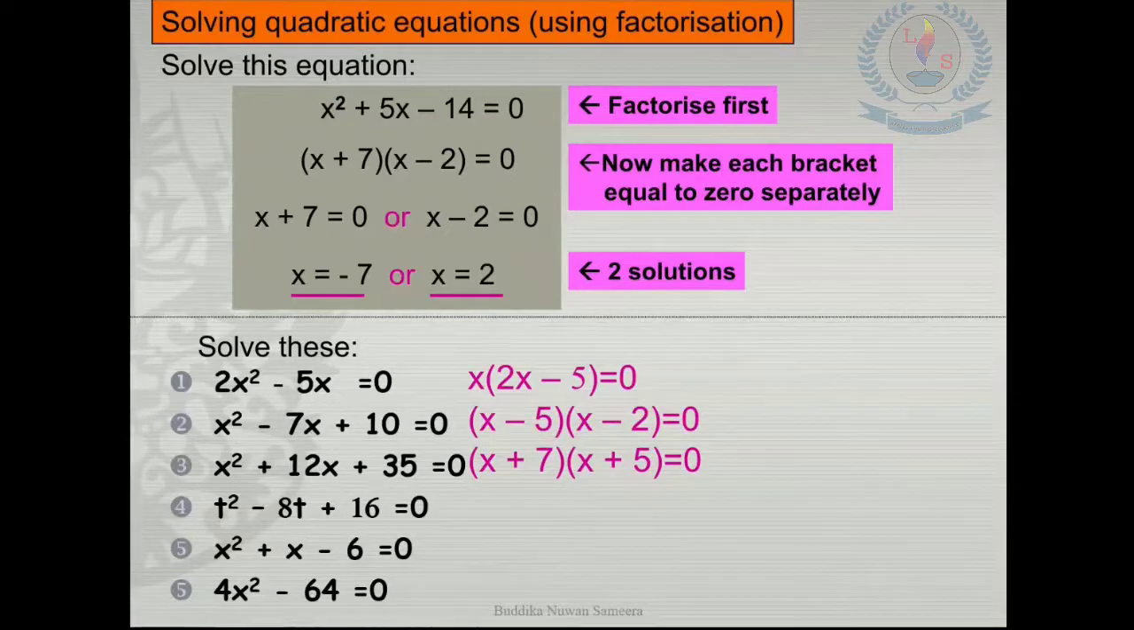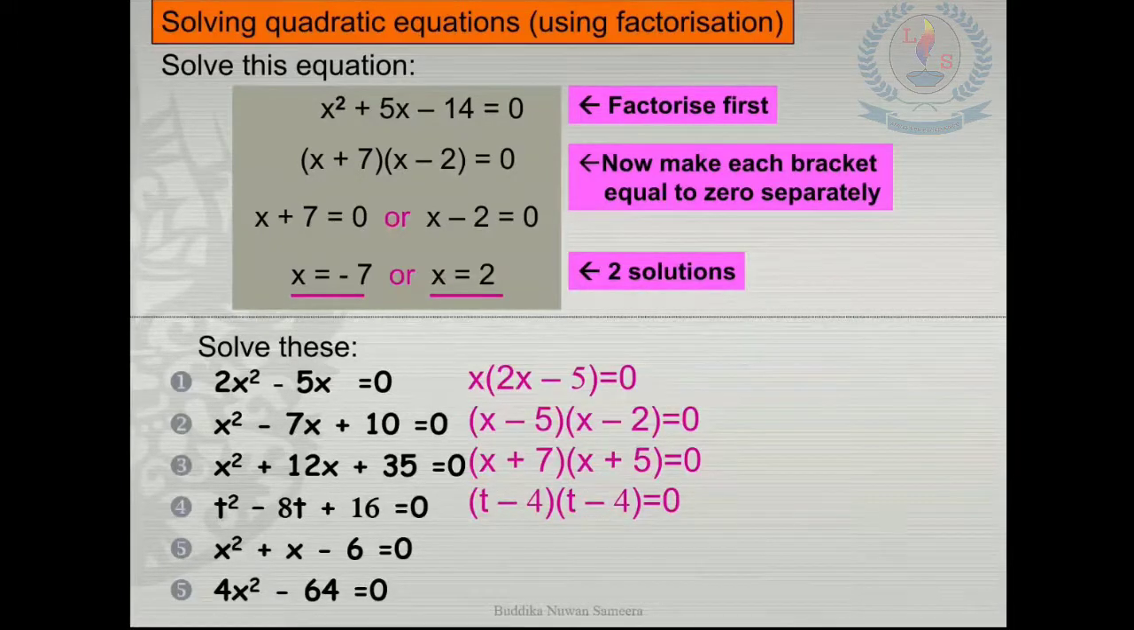Fourth one, to make minus 8 from plus 16, you need to multiply minus 4 by minus 4. When you multiply minus 4 by minus 4, plus 16, and when you add minus 4 and minus 4, minus 8. So the factors are t minus 4 and t minus 4. You can see here both factors are equal.